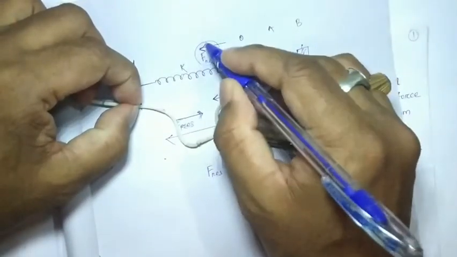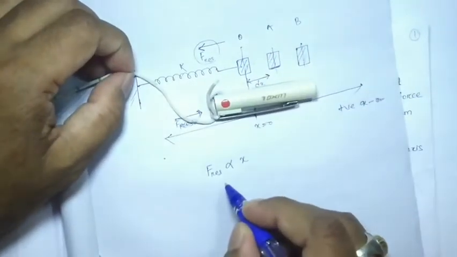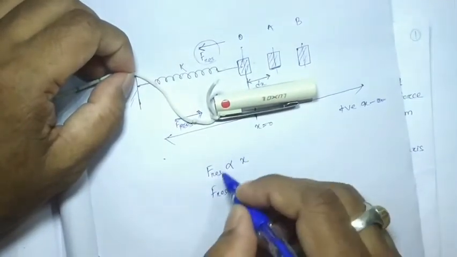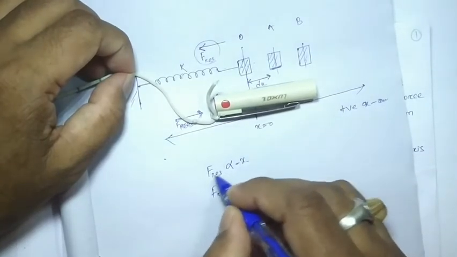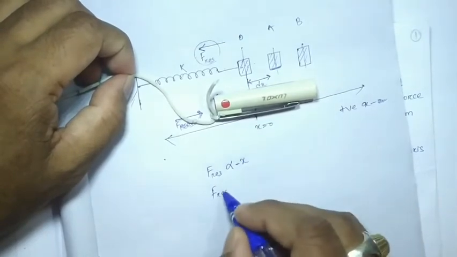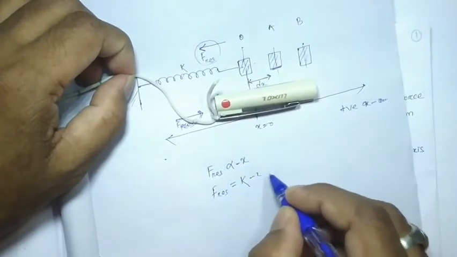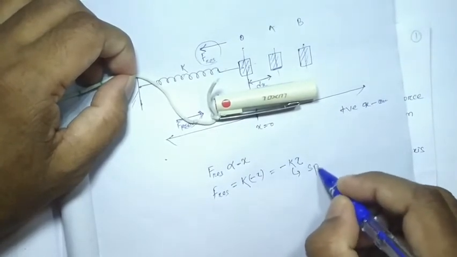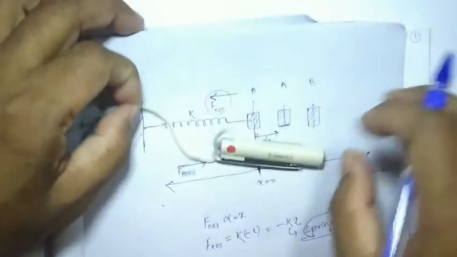and the restoring force is always opposite to the displacement direction. We can write the restoring force as proportional to minus x, which means it is proportional to x but in the direction opposite to the displacement. So the restoring force can be written as some constant times minus x, or minus kx. Here k is called the spring constant.